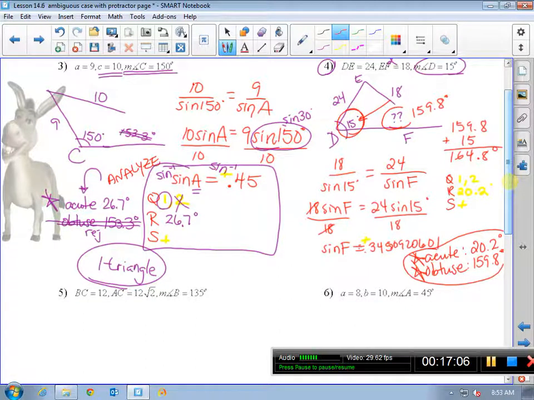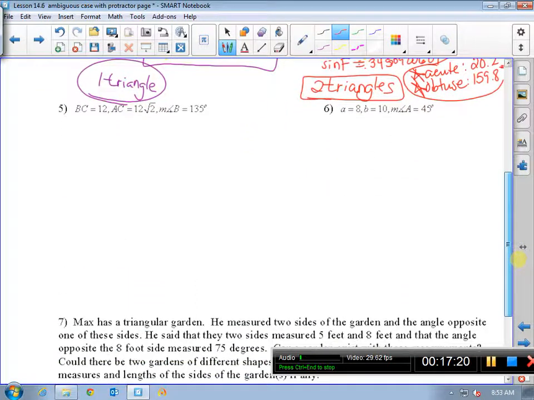So there we go. Both angles work with the givens, and so in this case, this is truly the ambiguous case, two triangles are possible. Awesome. Two triangles are possible. So let's see. Let's do the word problem down below.